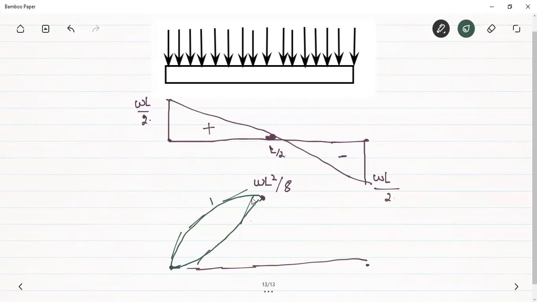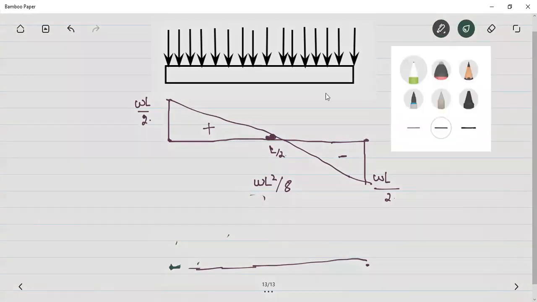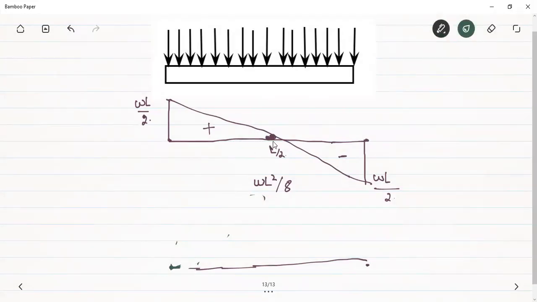Is shear force increasing from A to midsection or decreasing? The shear force is decreasing, isn't it? Here we have omega L by 2, and here we have 0. Since shear force is decreasing, the parabola which I should draw should have decreasing slope. So first one or second one? First one had the decreasing slope. This is the parabola which I should draw here. Clear?